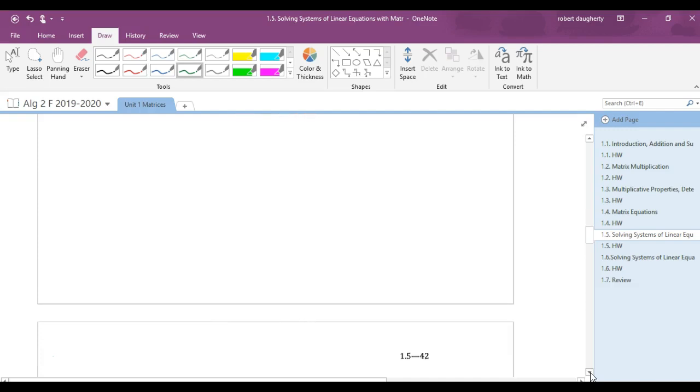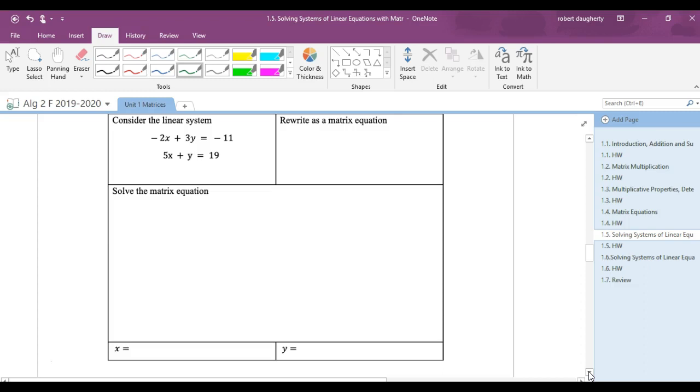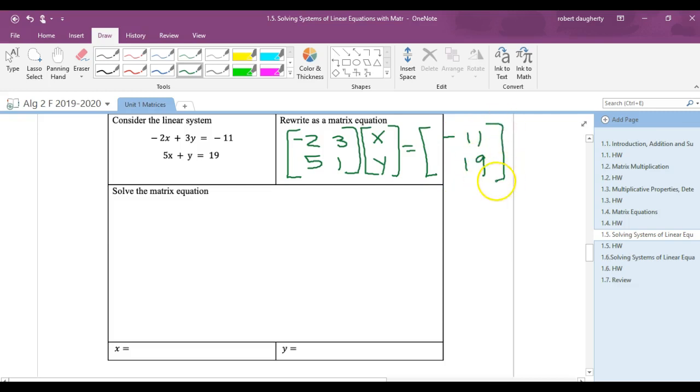So let's work a few examples before I turn you loose for the day. Rewrite this as a matrix equation. So to rewrite this as a matrix equation, what is going to be the matrix of coefficients? Negative 2, 3, and then 5, 1. What's the variable matrix? X, Y. And the solution matrix is negative 11, 19. Okay. So really, this is the only new part, going from here to here, because this would be a problem you would have seen yesterday.